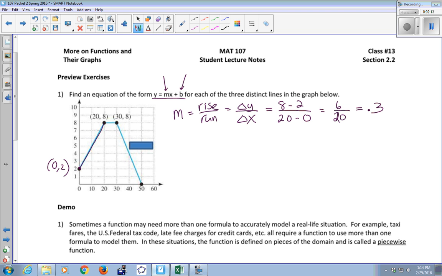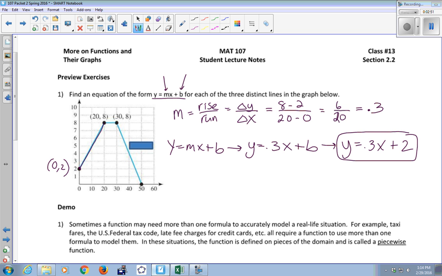Okay, so now I know the slope. So when I have my y equals mx plus b form, now I can replace my m with a 0.3. In the equation y equals mx plus b, m is the slope. What is b? The y-intercept. In this particular example, it's nice because I can see the y-intercept on my graph. It crosses the y-axis at 2. So I'm just going to replace the b with a 2. So I have y equals 0.3x plus 2. So there's the equation of the first line.